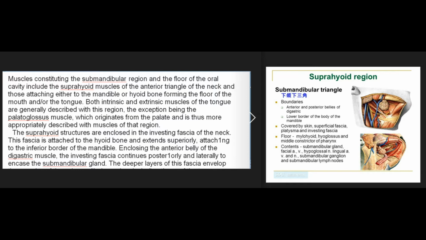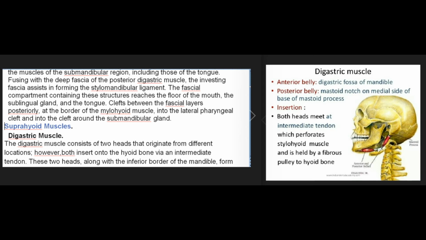Enclosing the anterior belly of the digastric muscle, the investing fascia continues posteriorly and laterally to encase the submandibular gland. The deeper layers of this fascia envelop the muscles of the submandibular region, including those of the tongue. Fusing with the deep fascia of the posterior digastric muscle, the investing fascia assists in forming the stylomandibular ligament. The facial compartment containing these structures reaches the floor of the mouth, the sublingual gland, and the tongue.